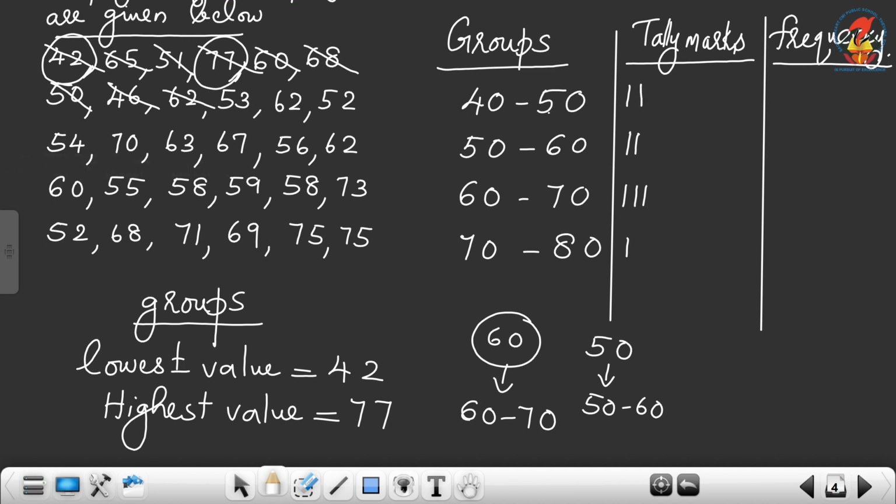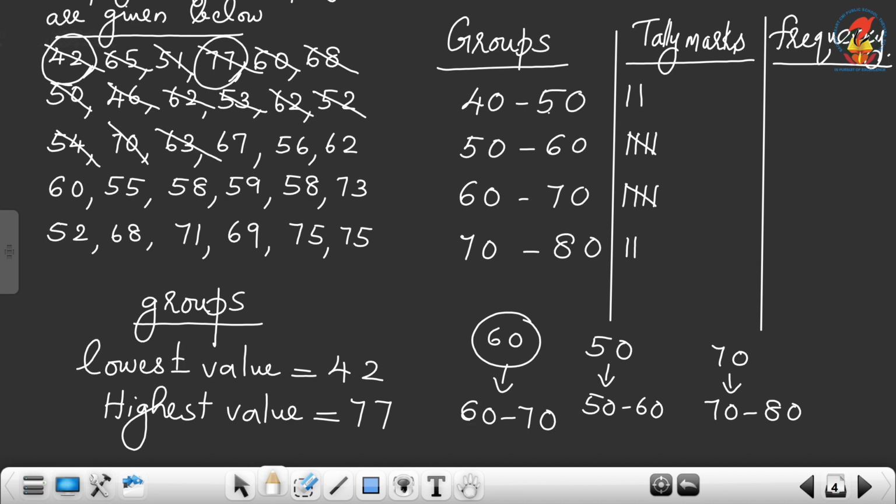Then 62, 53, 62, 52, 54, 70. Where will you mark this 70? 70 will belong to the group 70 to 80. So we have to put a vertical stroke.